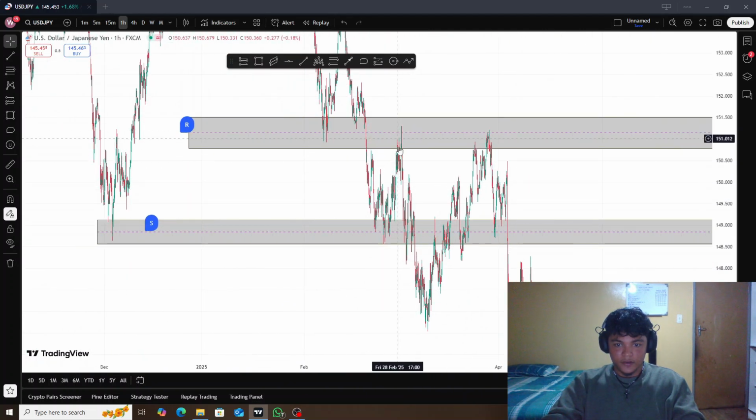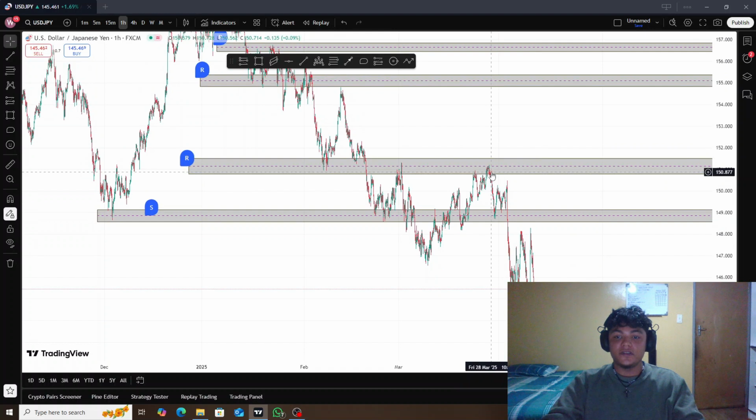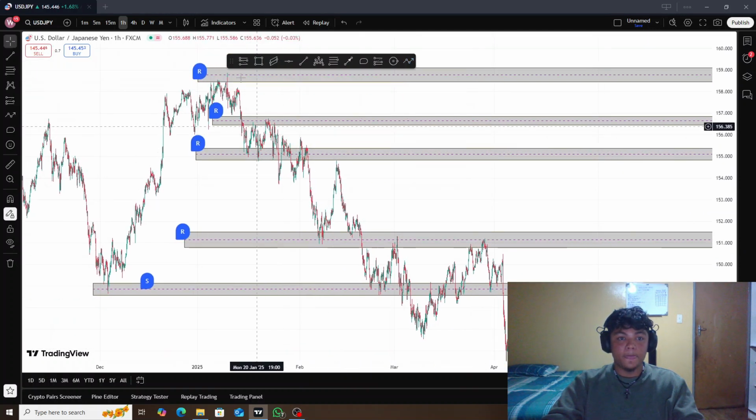Okay. So here it went through the support. It went through the support. It came up to retest the resistance. Now, if this retracement was like this, okay, let me draw it for you.